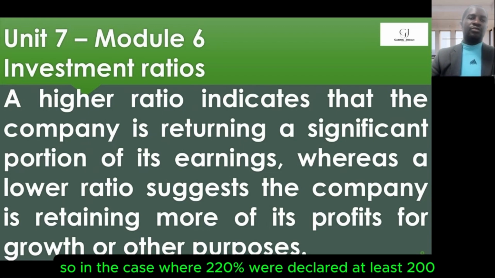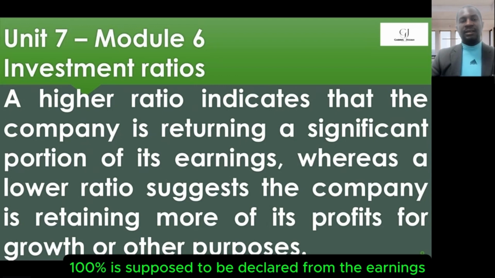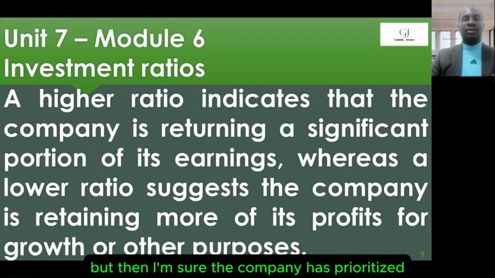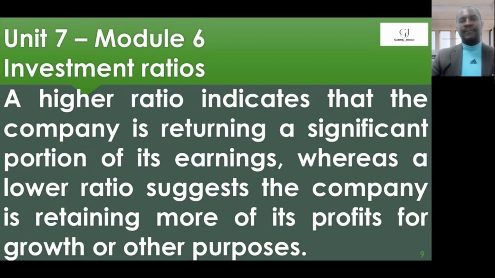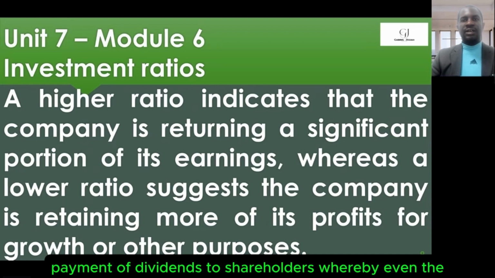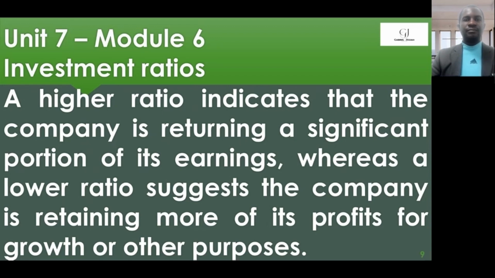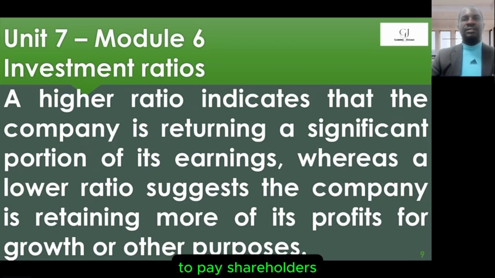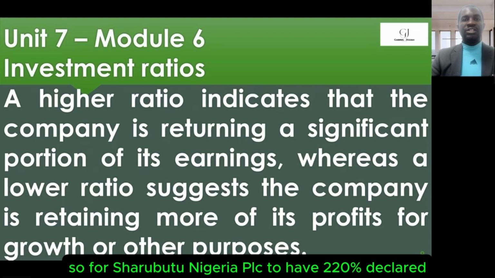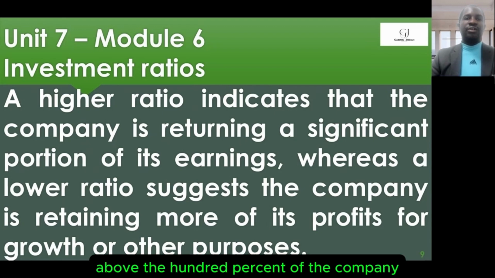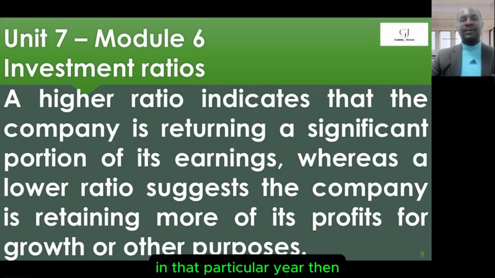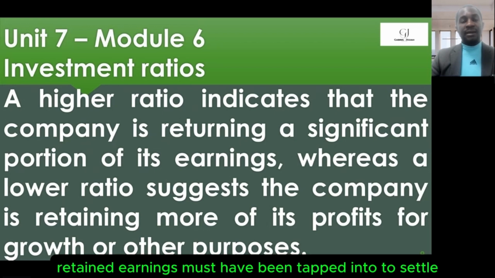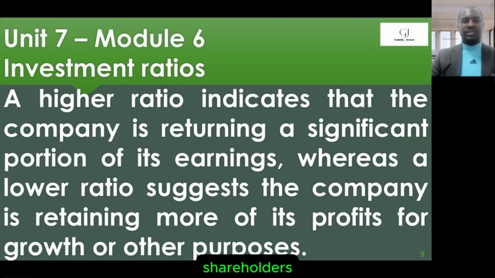So, in the case where 220% was declared, at most 100% is supposed to be declared from the earnings, but I'm sure the company has prioritized payment of dividends to shareholders, whereby even the retained earnings have been taken out of to pay shareholders. So for shareholders to have 220% declared, above the 100% of the company's earnings in that particular year, retained earnings must have been tapped into to settle shareholders.